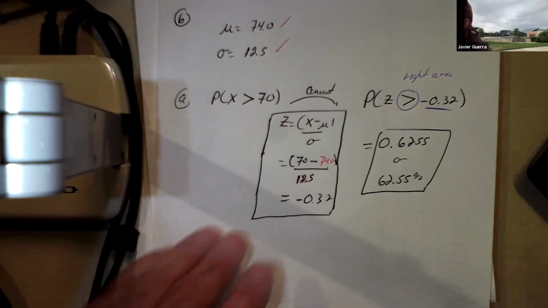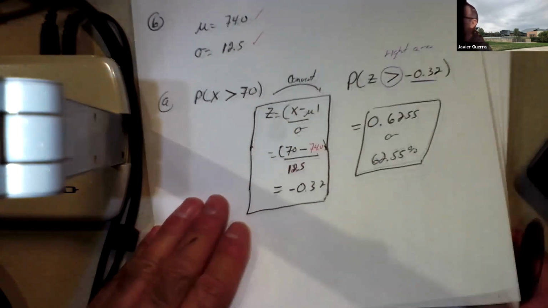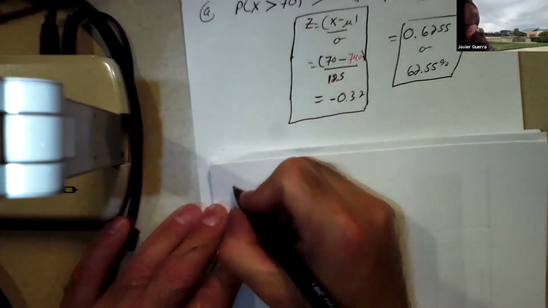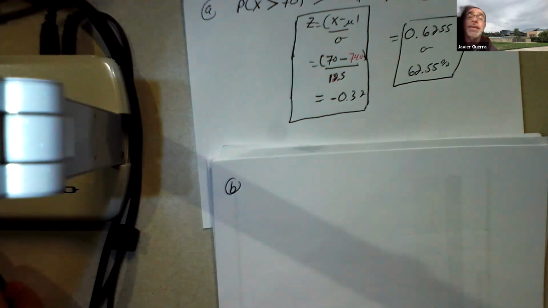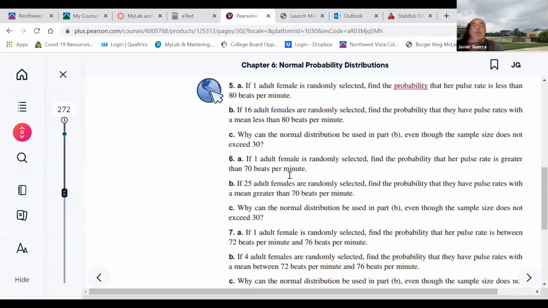Right, so that's A. Kind of sounds Canadian, right? Now let's do B. Okay, let's do part B. How many samples are they getting for part B? 6B. If 25 adult females are randomly selected, find the probability that they have pulse rates with a mean greater than 70 beats per minute.